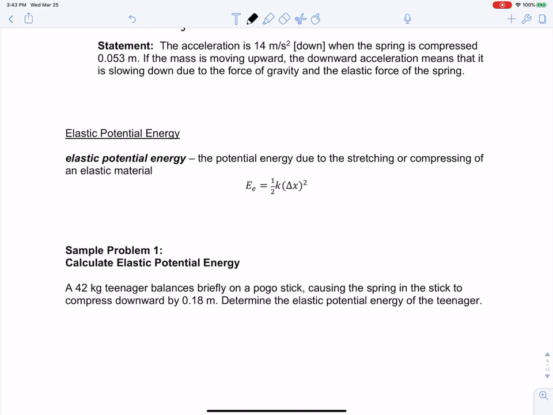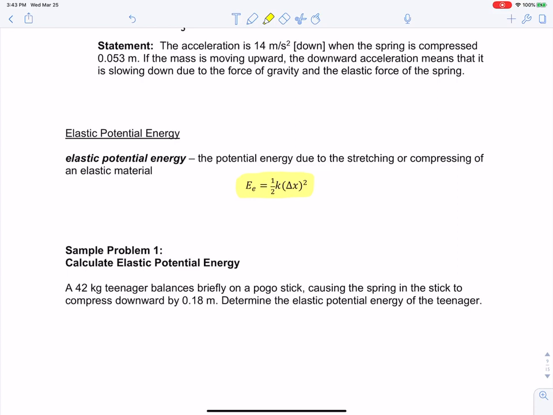Imagine compressing a spring stores energy, and same with stretching a spring. When you stretch a spring, there will be stored energy within that spring. We call this elastic potential energy. This works with both springs or elastics, anything that has elastic energy. The potential energy due to the stretching or compressing of a string or a spring is called elastic potential energy and is governed by the equation elastic energy is equal to 1/2 k delta x squared.